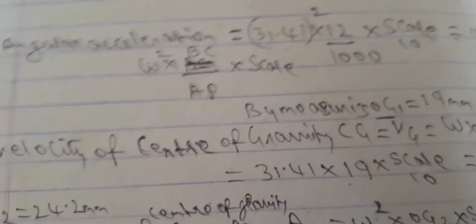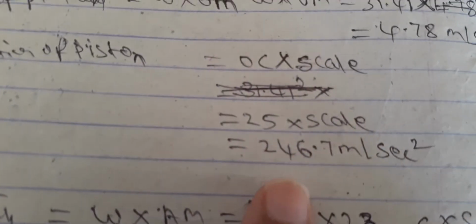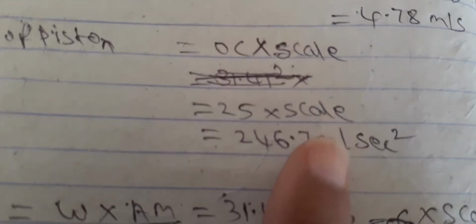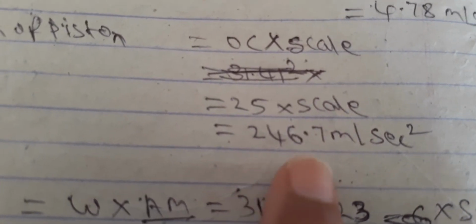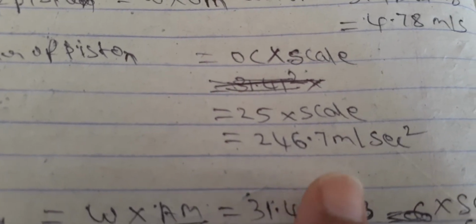And the acceleration of the piston is OC into scale. This OC value you are going to measure, and the scale is the 10 mm scale. So OC into scale is 25 into 10 mm scale. You will get 246.7 meters per second square, the acceleration of the piston.